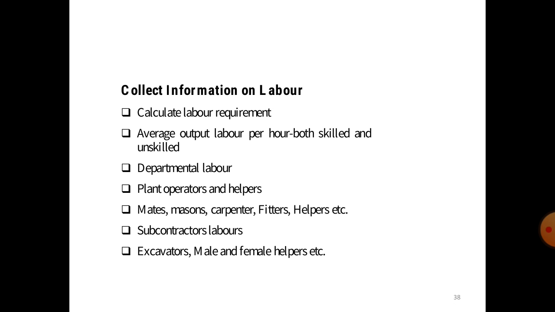Now the next topic we discuss is collecting information on labor. Here, first we calculate the number of labor required per day or per week, etc. We calculate the average output of labor per hour, both skilled and unskilled. Next is the departmental labor calculation, plant operator and helpers calculation, mates, masons, carpenters, fitters, helpers, etc. Subcontractor labor is calculated. Excavators, male or female helpers, etc. are calculated.